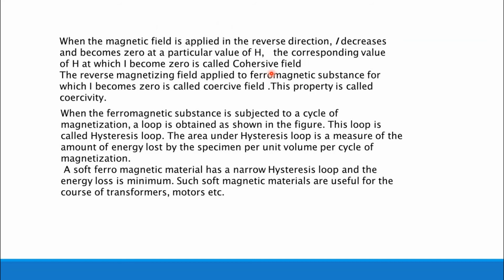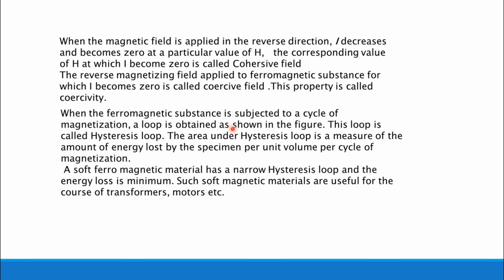When a magnetic field is applied in the reverse direction, I decreases and becomes 0 at a particular value of H. The corresponding value of H at which I becomes 0 is called the coercive field. The reverse magnetizing field applied to a ferromagnetic substance for which I becomes 0 is called the coercive field. This property is called coercivity.